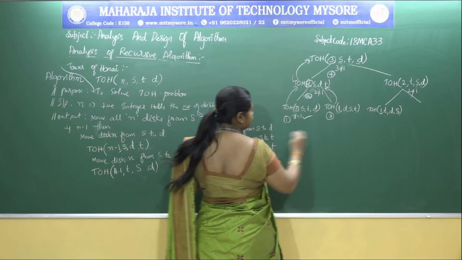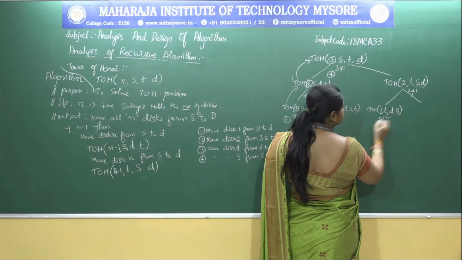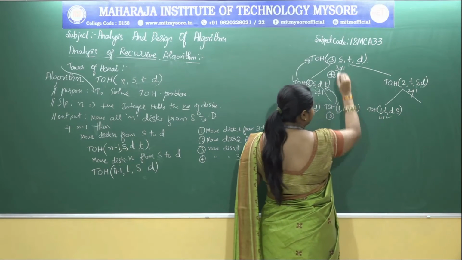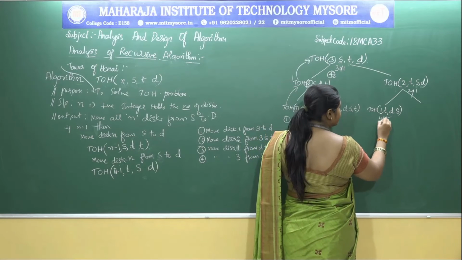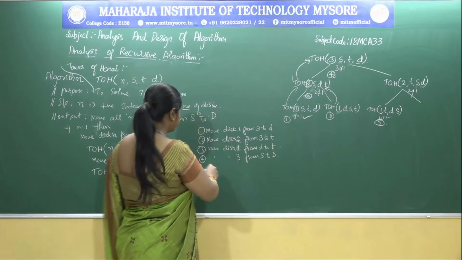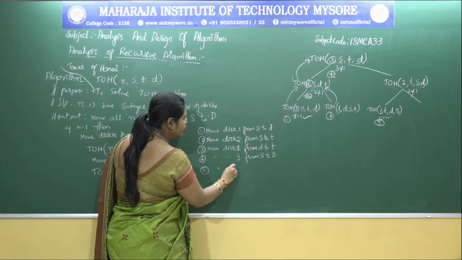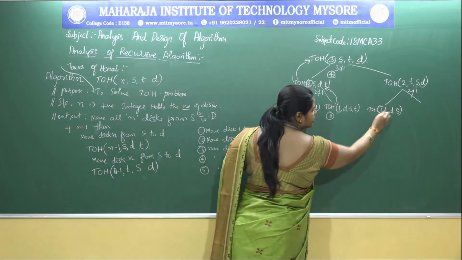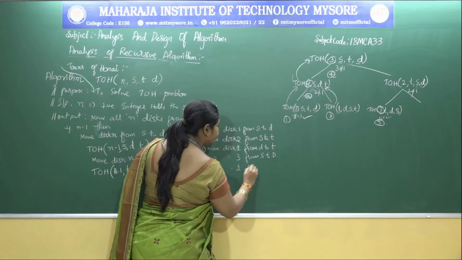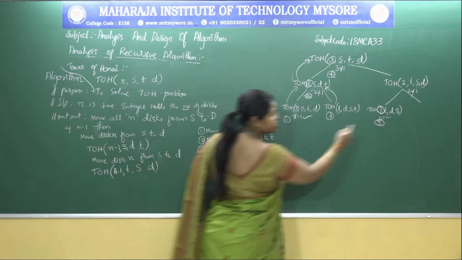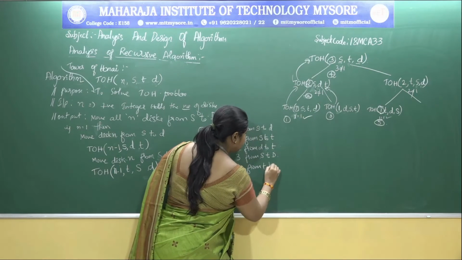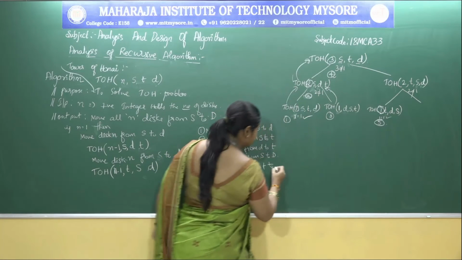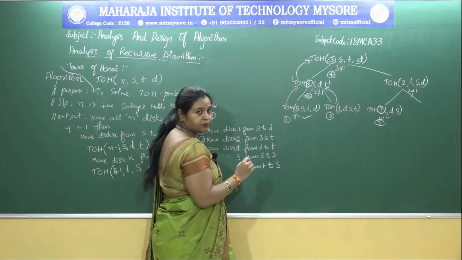Now, n is equal to 1. This is true. 1 is equal to 1 is true. Therefore, move 4 is over. Now, this is move 5. Move 5 we need to write. So, what is the move 5? Move disk. What is the disk number? Disk number is 1 from source to destination. What is source here? T. T to destination is what? Yes. T to yes. Okay.